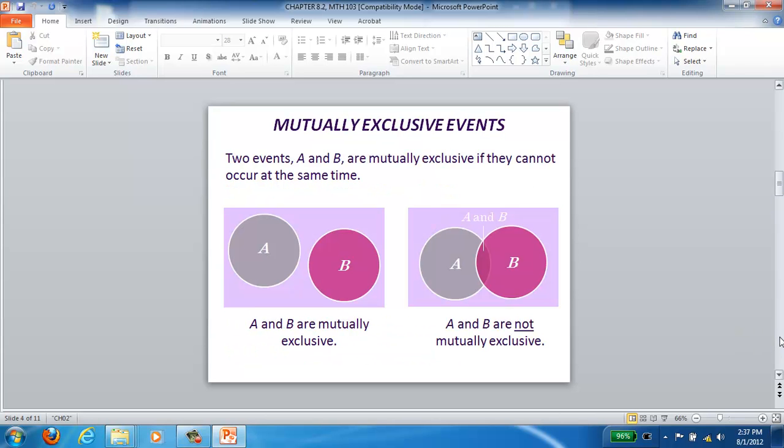Two events are mutually exclusive if they cannot happen at the same time. So as you can see, in this case set A and B are mutually exclusive. They don't have anything in common. If they don't have anything in common, the intersection, and we talk about intersection in 7.4, will be equal to 0. In this case the events are not mutually exclusive. As you see, they have a common area. The intersection exists.